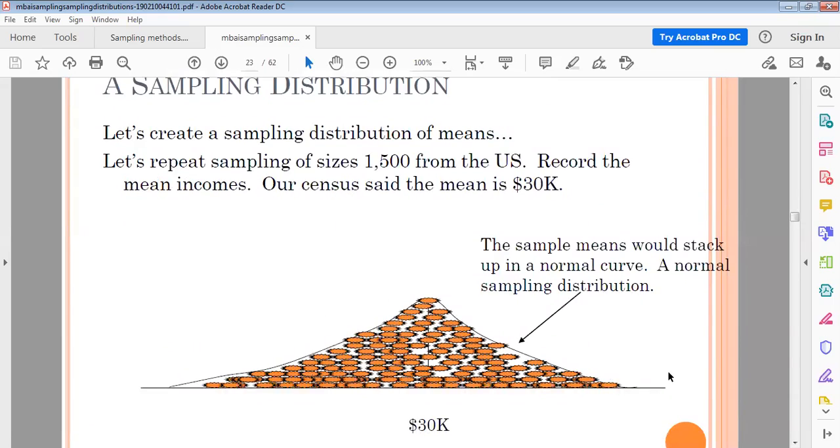Now this is how the sample means would stack up in a normal curve. This is actually a normal curve. We have used the normal distribution, Z distribution, T distribution, and F distribution in tests of hypothesis. We get these types of curves, and this type of curve is called a normal distribution curve.